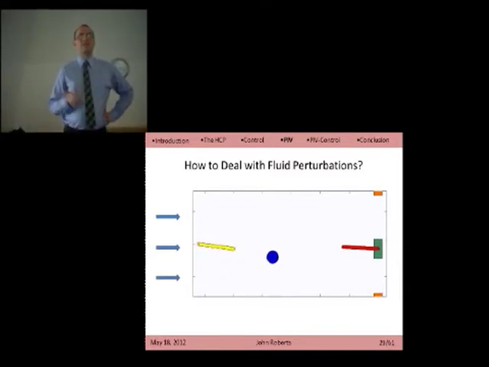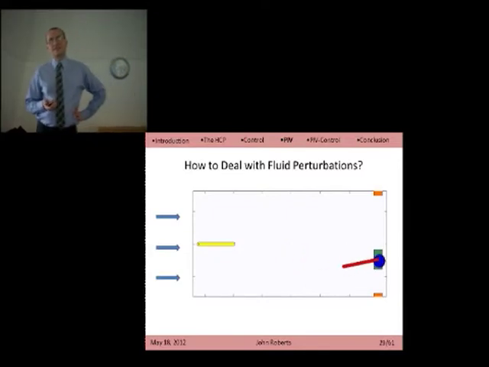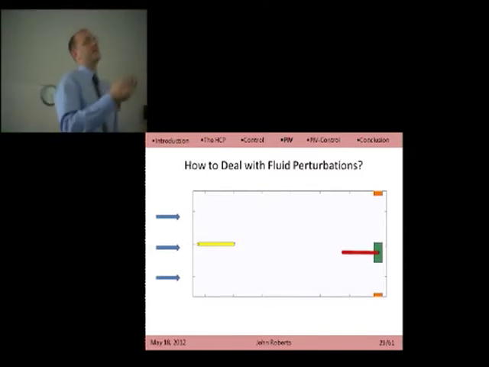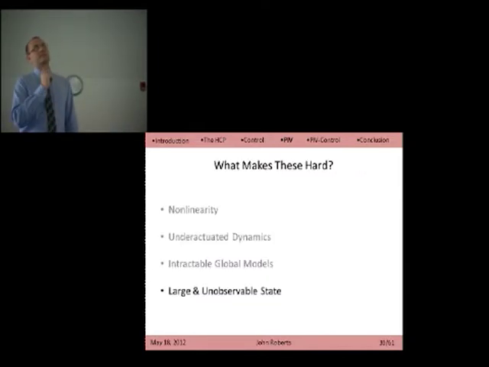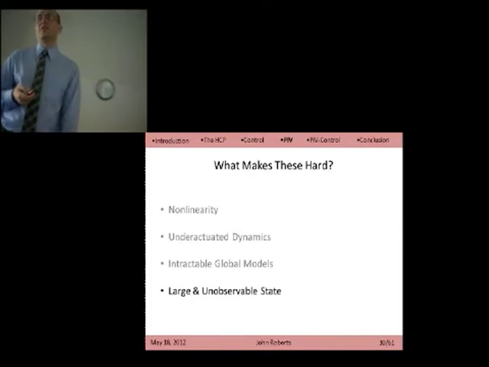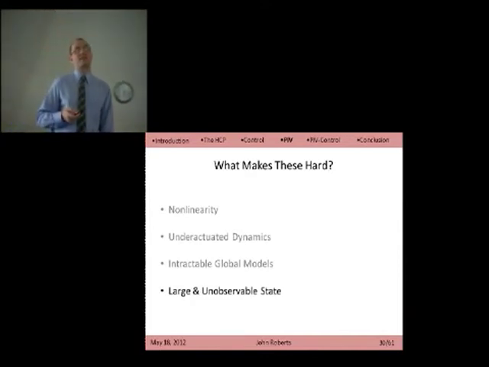The pole goes, has a little cartoon of the vortex, and knocks it over to the side. So we want to be able to deal with that. I don't have to play it again, I guess. So it's bouncing and it works well, but this is the situation where we have a large and unobservable state. So here we're really interacting with sort of the fluid and large fluid perturbations.